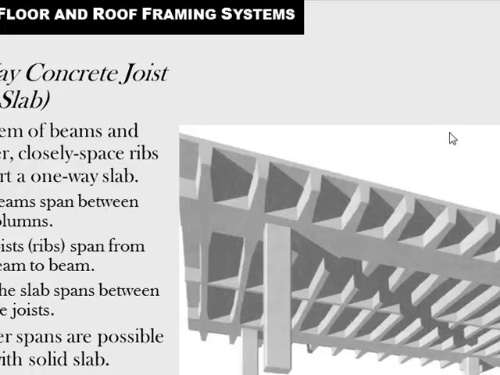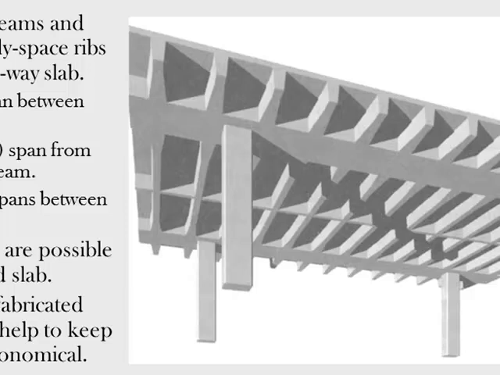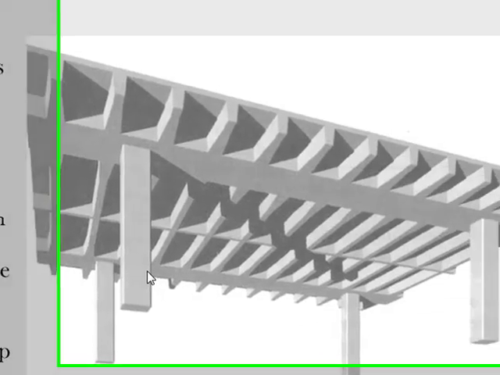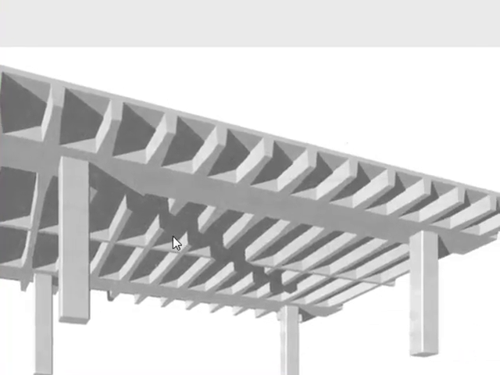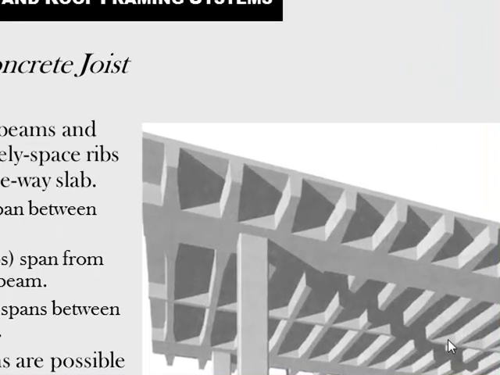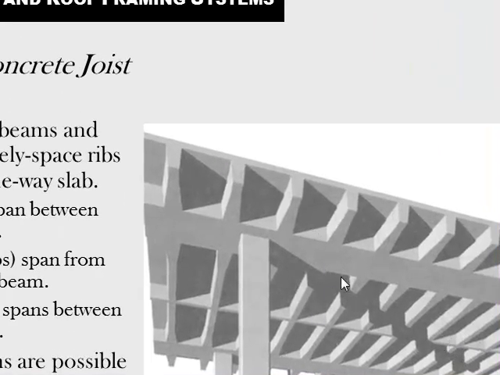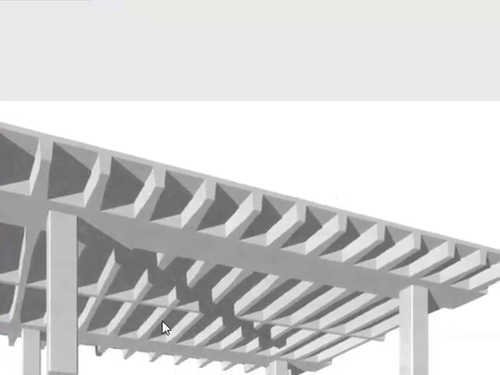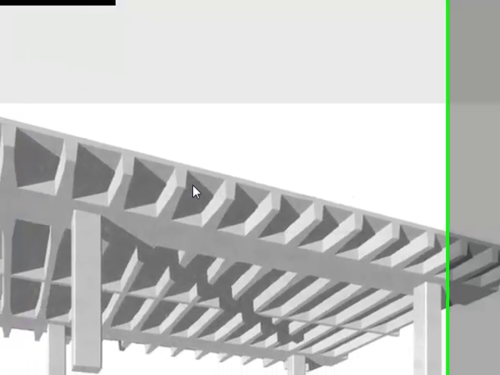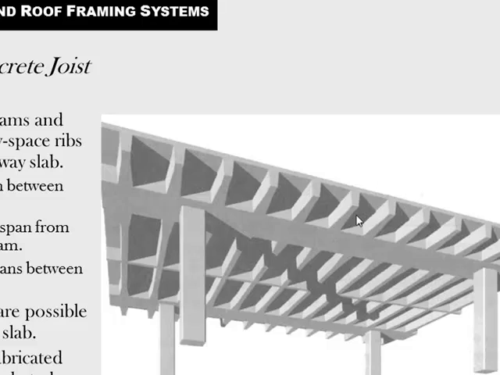So the other type is a one-way concrete joist or rib slab. Here again we have columns, and then beams span between the columns. In this case, these are the beams. There are no girders. And then joists span from beam to beam. So these would be the joist or the ribs. The slab then spans between the joist. So this is more of a modular prefabricated form system, and it keeps it economical.